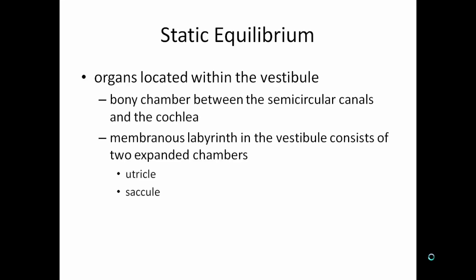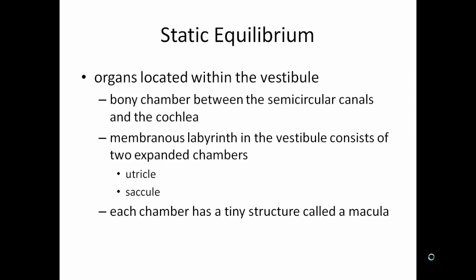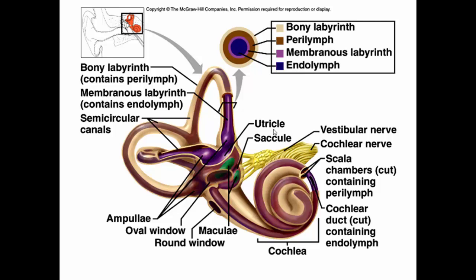So static first. The organs are located within the vestibule. The vestibule is this chamber within the semicircular canals and the cochlea. The membranous labyrinth in that vestibule consists of two chambers. There's the utricle and the saccule. And each one has a little guy called a macula. So you can see here the utricle, the saccule, and the two maculae. And you may be thinking to yourself, what exactly are these maculae? What's the point of these guys?